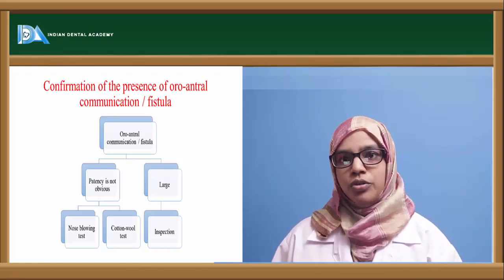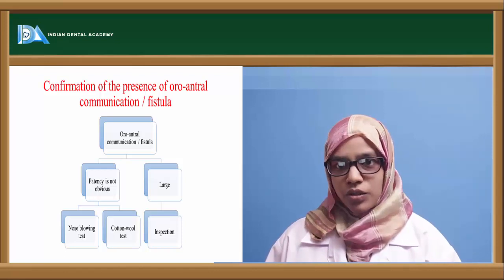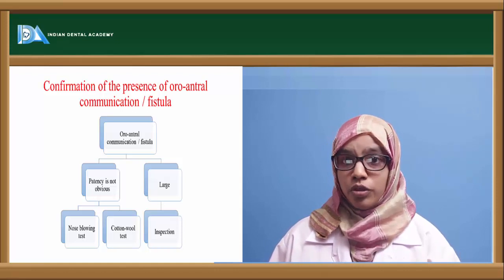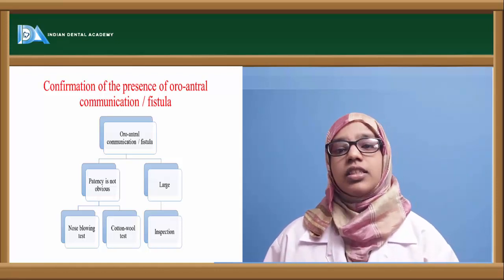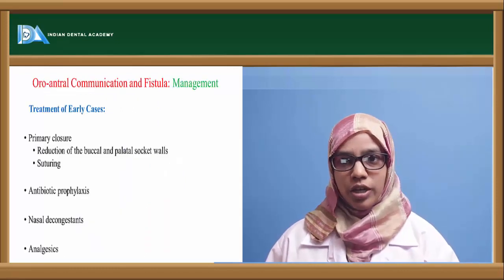Or what you could do is take a wisp of cotton and hold it just below the opening. If the wisp of cotton is deflected, that means there is passage of air from the nose into the oral cavity. These are the 2 tests that will help you to identify oro-antral communication and fistula.